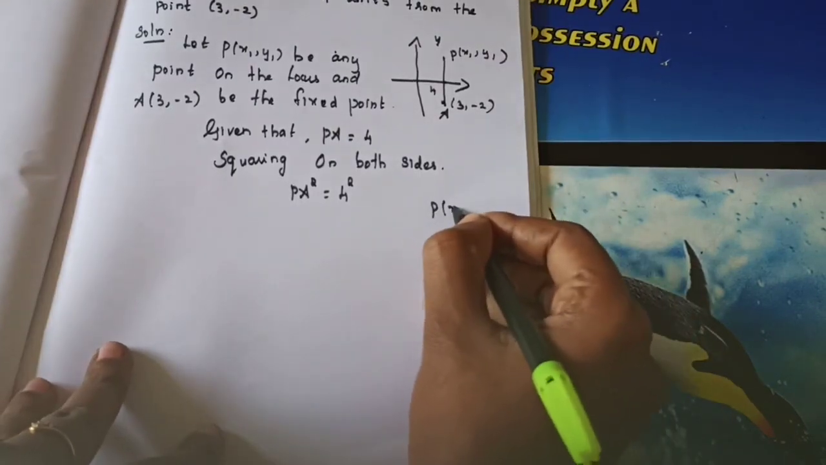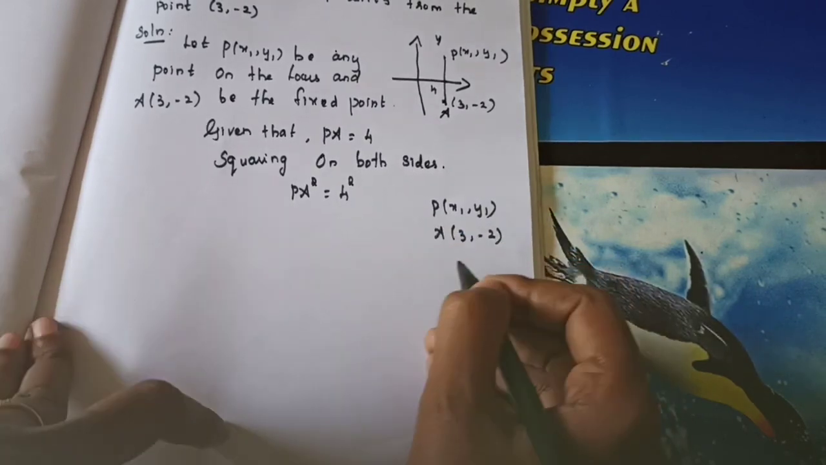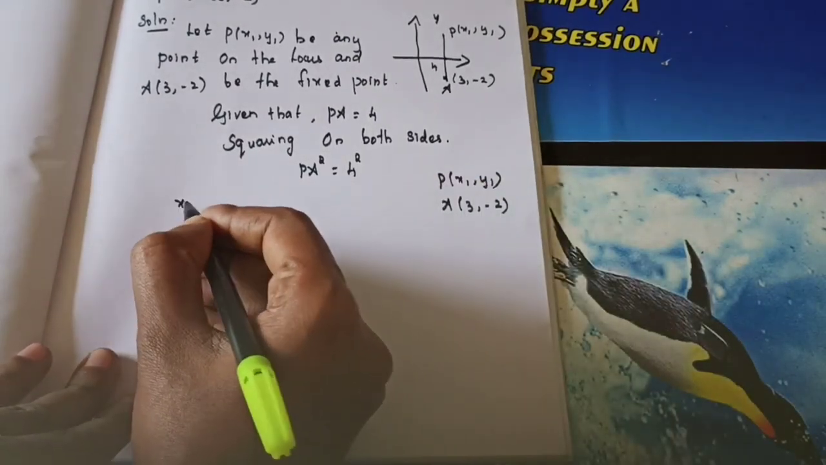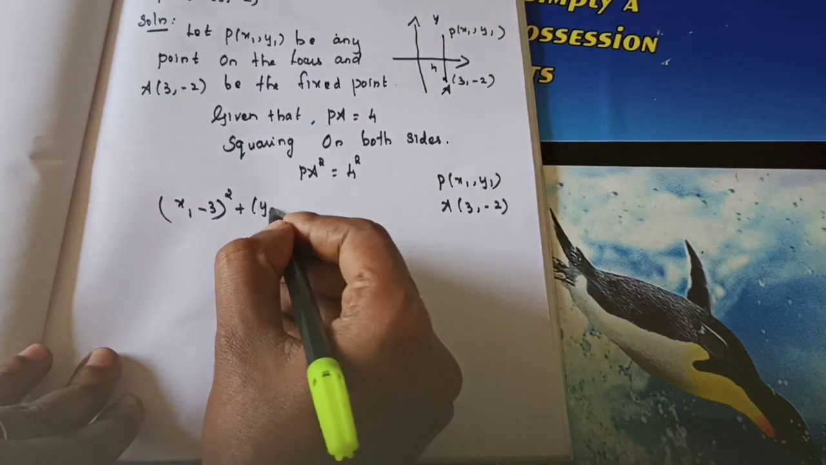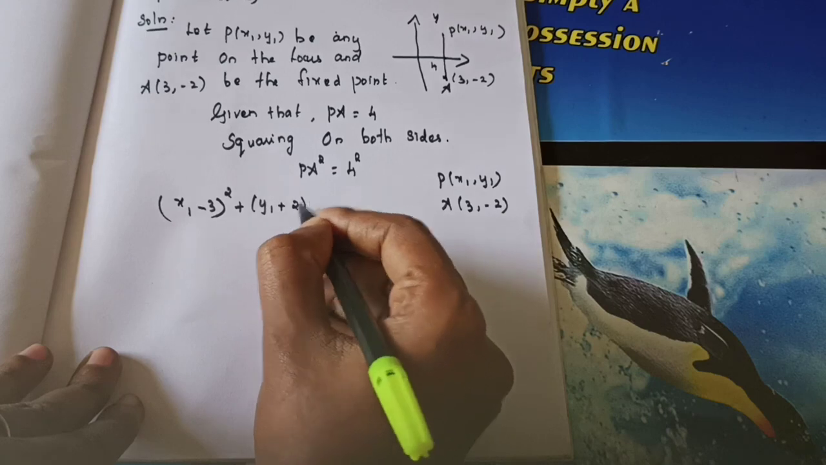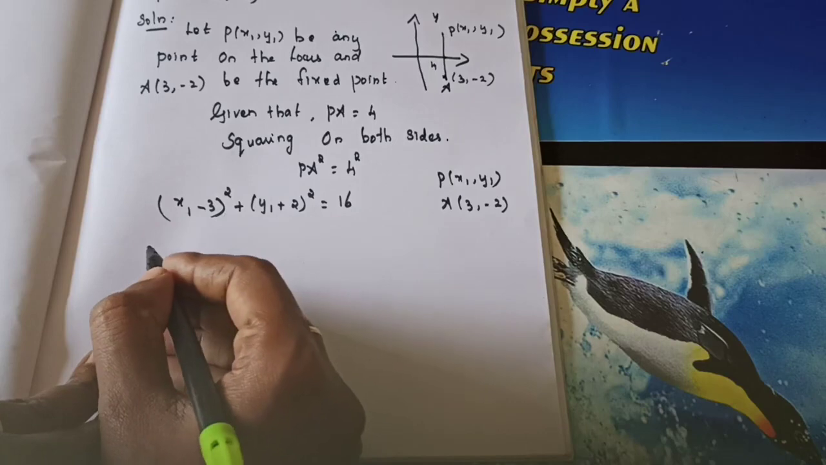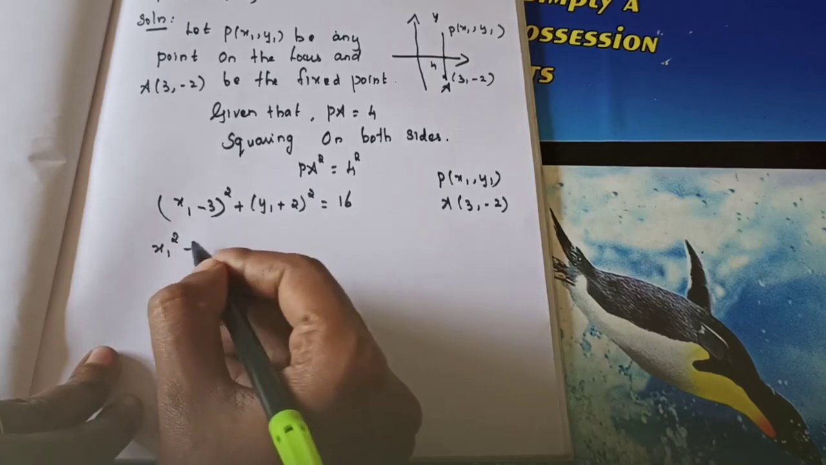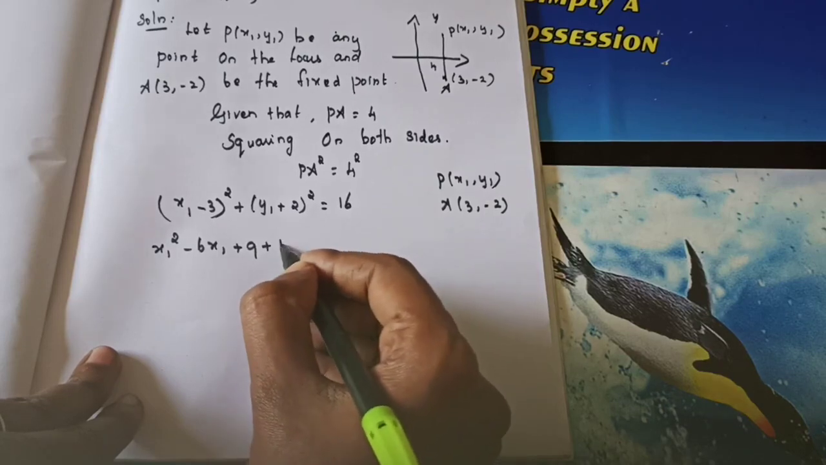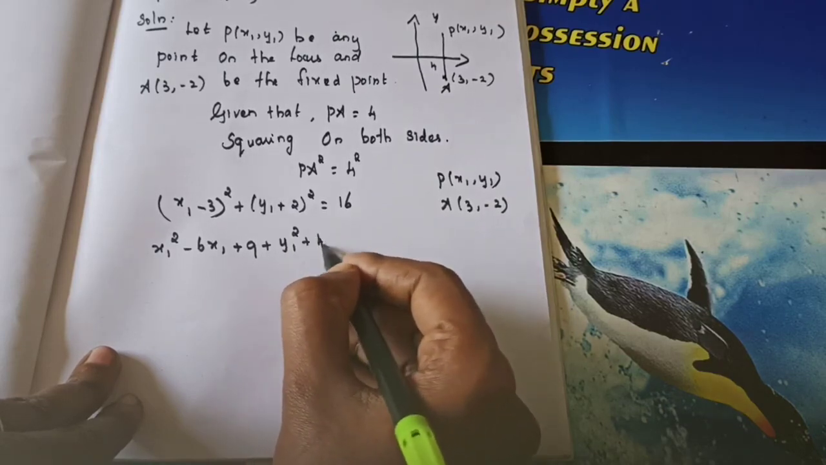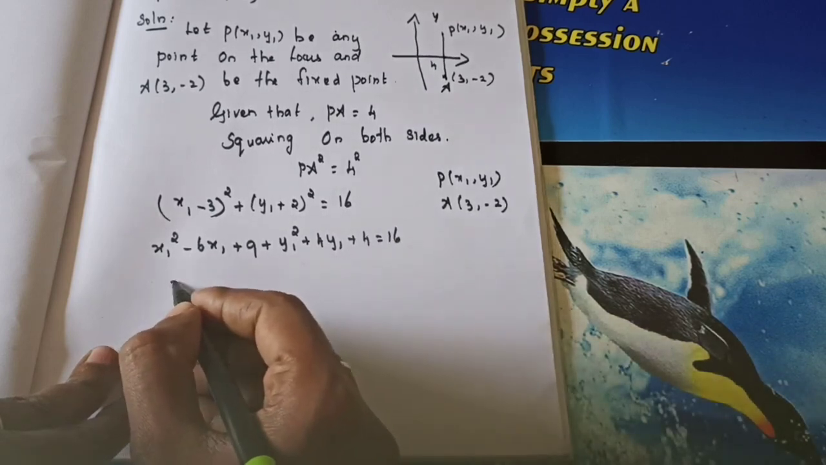P, what's the point? x1, y1. A, what's the point? 3, minus 2. So you will use the distance formula. What will happen? x1 minus 3 the whole square plus y1 minus of minus 2, that is y1 plus 2, the whole square is equal to 4 square, which means 16. So (a minus b) the whole square means a square minus 2ab, that is minus 6x1 plus 9, plus (a plus b) the whole square means y1 square plus 2ab, that is 4y1, plus 4, is equal to 16. Bring all the terms to one side.